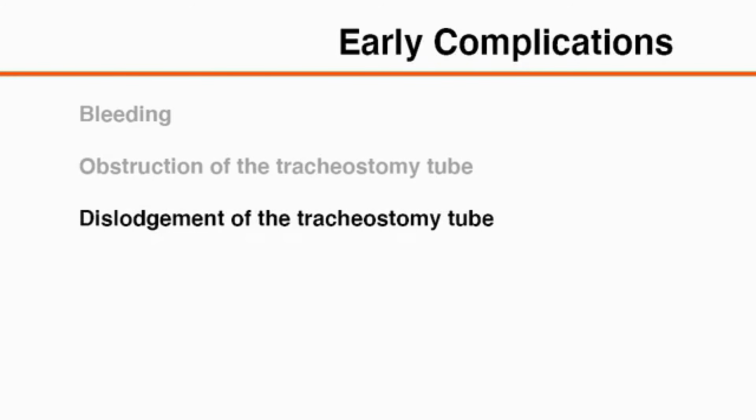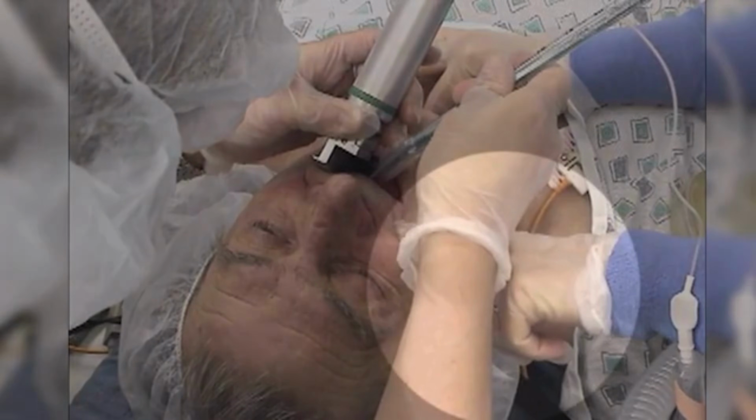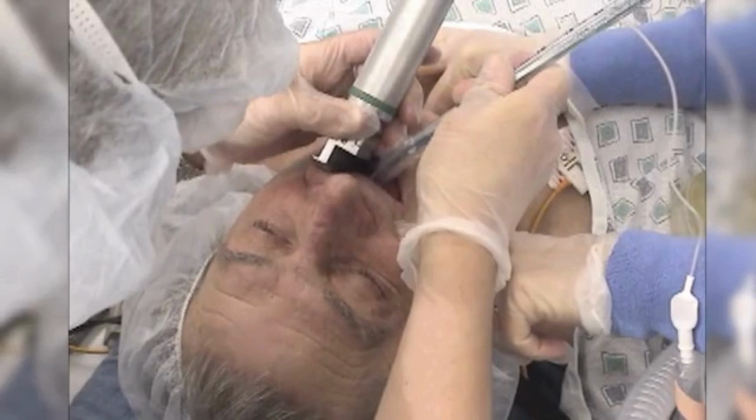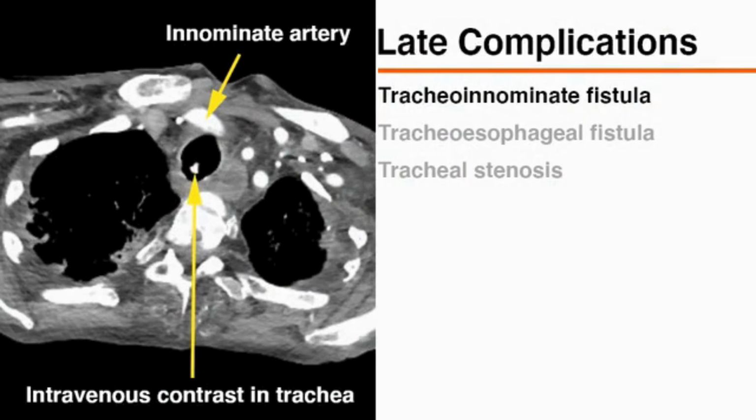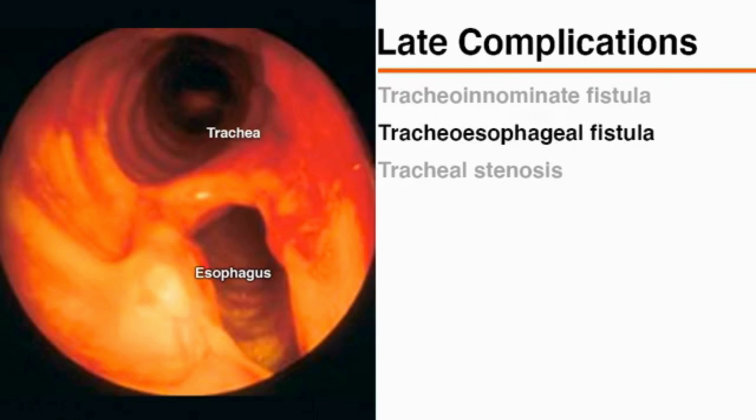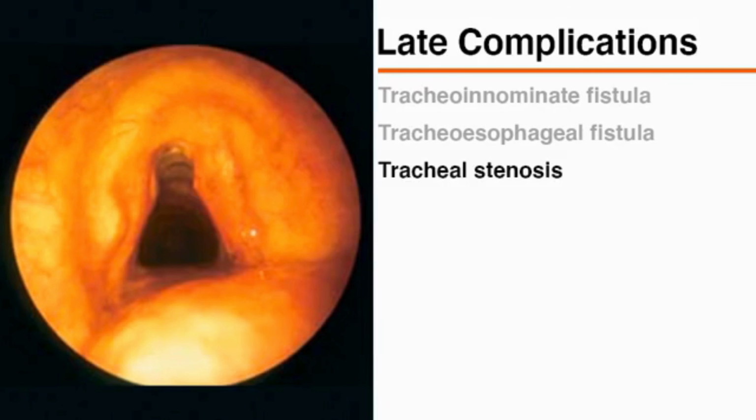Bleeding is most common, but usually self-limited or controlled with pressure. If obstruction can't be cleared with suctioning, or the tube dislodges, secure the airway via oral tracheal intubation instead of attempting to insert a new tube through an immature tract. Late complications include tracheoinnominate fistula, tracheoesophageal fistula, and tracheal stenosis. Fistulas are rare and require surgical consultation.